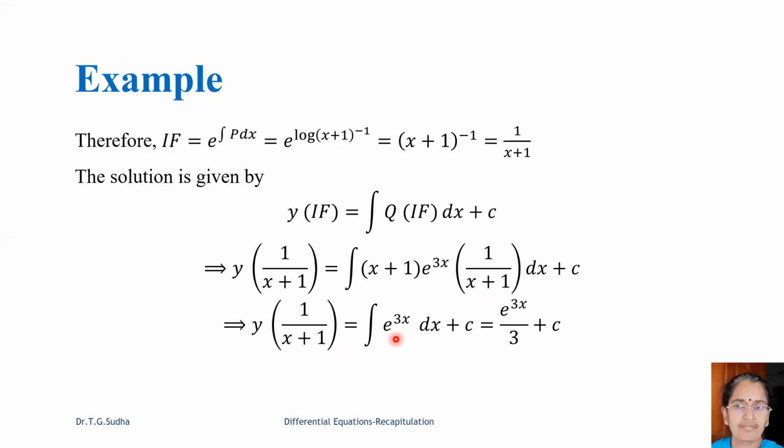But integral e to the power of 3x gives us e to the power of 3x divided by 3 plus c. Now let us cross multiply this x plus 1 to the right hand side and we get y is equal to e to the power of 3x by 3 plus c into x plus 1. And this is the required solution to the given differential equation.